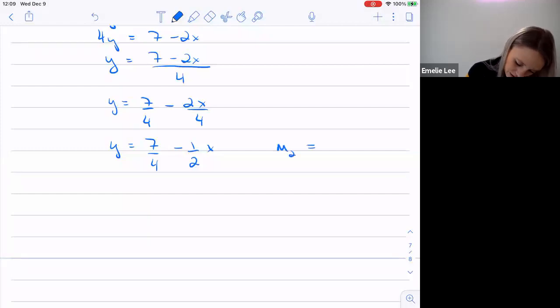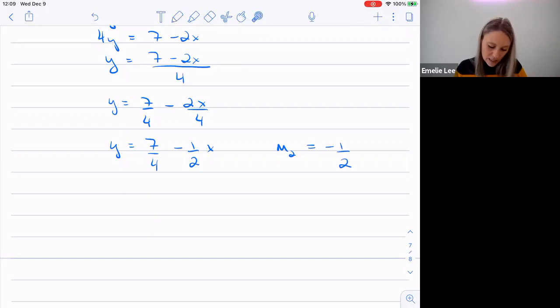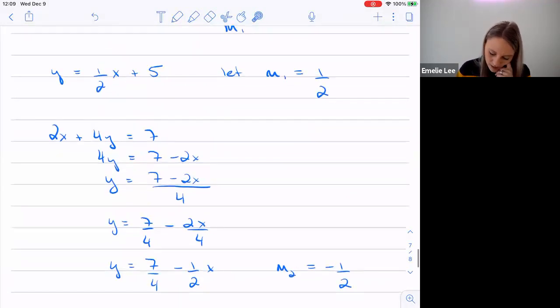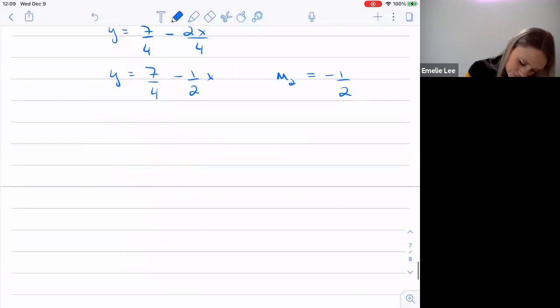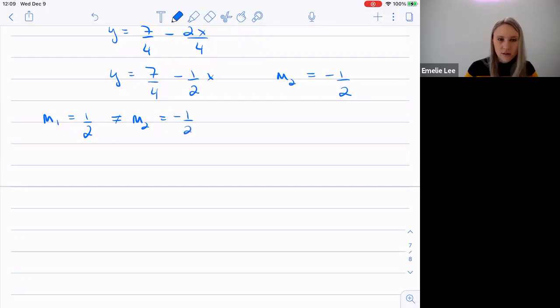So then m2, I'm going to write as negative 1 over 2, right? Remembering that this negative here sticks with the slope. So what's attached to the x? Negative 1/2. So now I have m1 and m2, right? I can tell that they're not the same, so they're not parallel. m1 is equal to 1/2, which is not equal to m2, which is equal to negative 1/2, right?